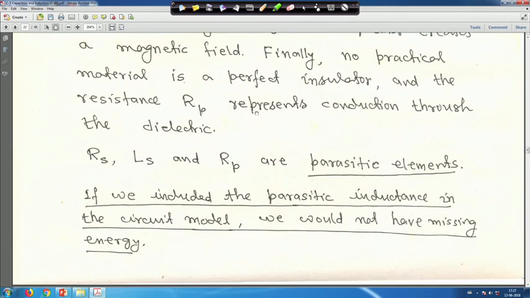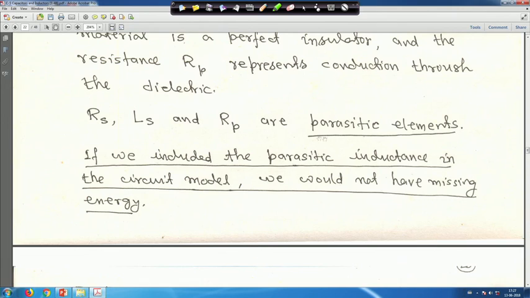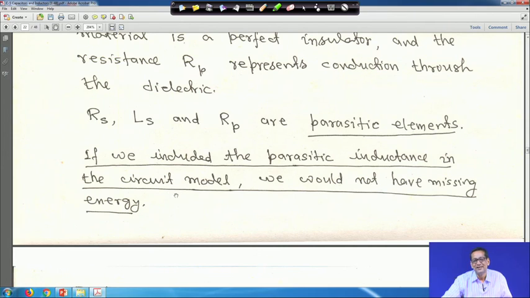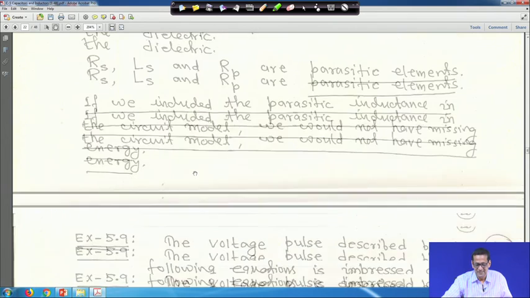So, I am moving it a little bit slowly. So, Rs, L, Rp are the parasitic elements. If we include the parasitic inductance in the circuit model, we would not have missing that 50% energy, but we have not. This example intentionally I have taken to give you a flavor of why that energy has gone, right.